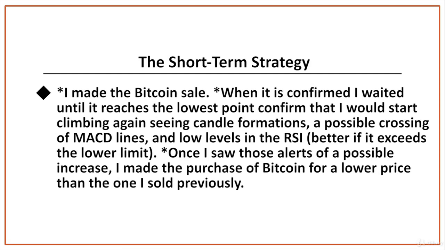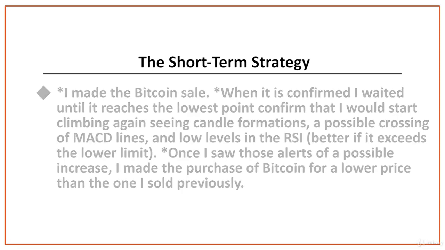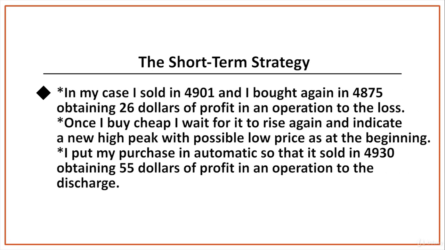When it is confirmed, I waited until it reaches the lowest point, confirmed that it could start climbing after seeing candle formation, a possible crossing of MACD lines and low levels in the RSI, better if it exceeds the lower limit. But once I saw those alerts of a possible increase, I made a purchase of Bitcoin for a lower price than the one I sold previously. In my case, I sold in 4,109 and I bought again at 4,875, obtaining $26 of profit in an operation to the loss.